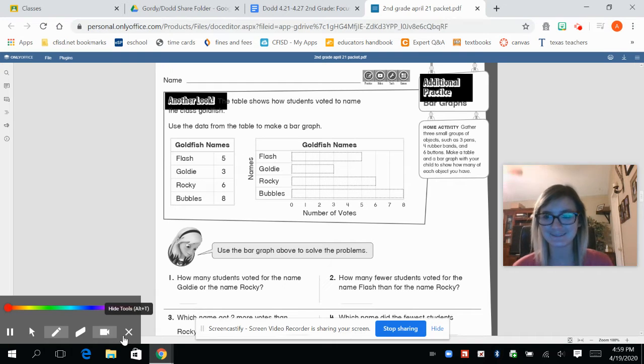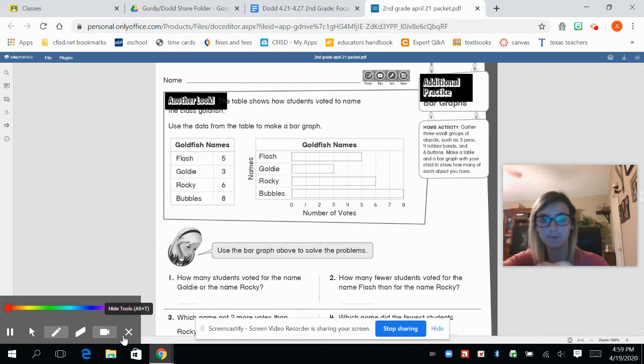Hey everyone, this is Miss Dot again, and we are still talking about graphs. That is our main focus this week in math. And so we're going to take a look at another graph and see what it is all about.